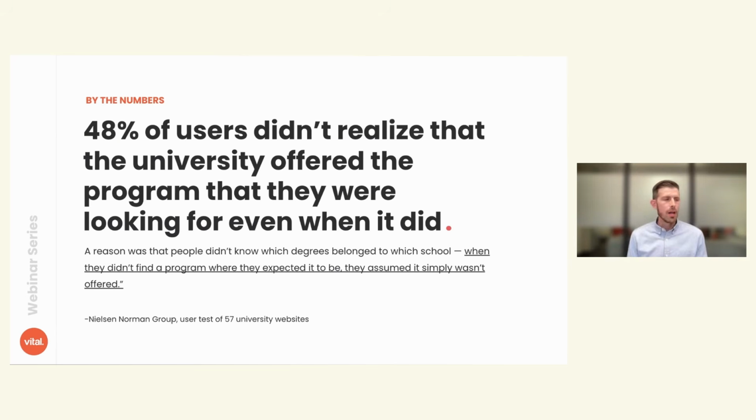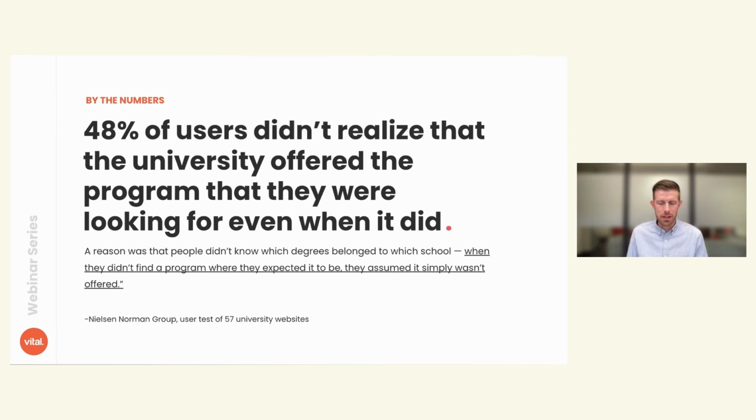To start off on this first point, this is a study done by the Nielsen Norman Group. It was a user test on 57 university websites, and it found 48% of the users on the website didn't realize that the university offered the program that they were looking for, even when it did. The reason was basically people didn't know where to find the program. They didn't know which school the degree belonged to, that sort of thing.